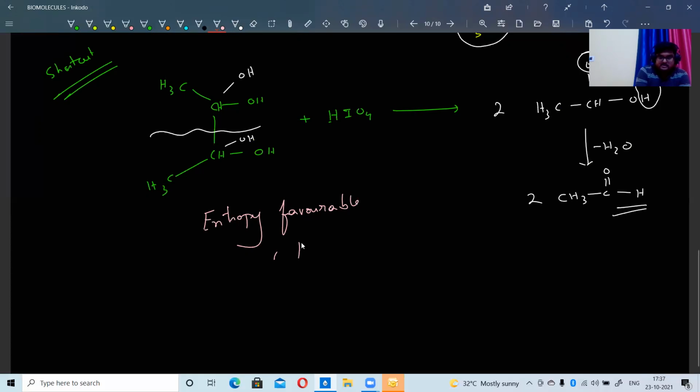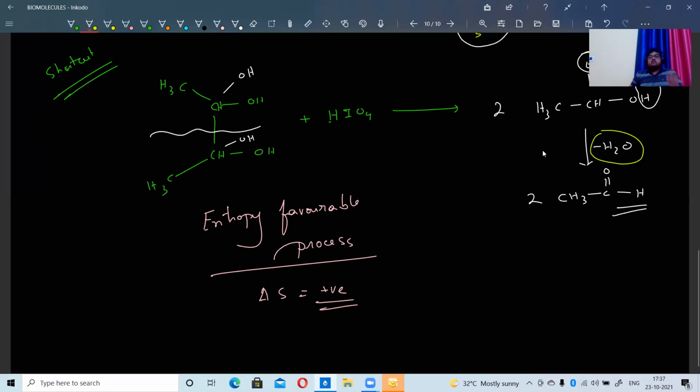Entropy favorable process. And due to entropy favorable process, we can say delta S value is positive. That's why this reaction takes place. Is it clear? Any doubt regarding this stuff? Do you have any doubt? This stuff is clear. And remember here also water we get, also 1 mole of water.